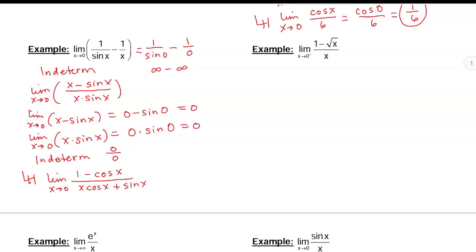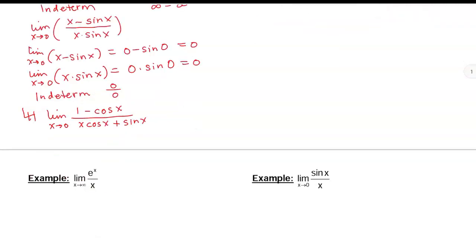And if I evaluate the limit now, it would be of the form 0 over 0 again. The derivative of the numerator is sine x. The derivative of the denominator, I'm going to use product rule again. So I'll get negative x sine x plus cosine x, and then the derivative of sine is cosine.